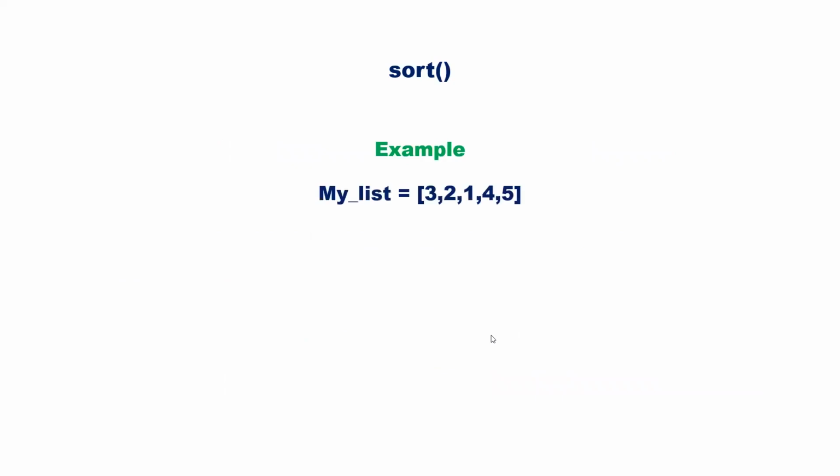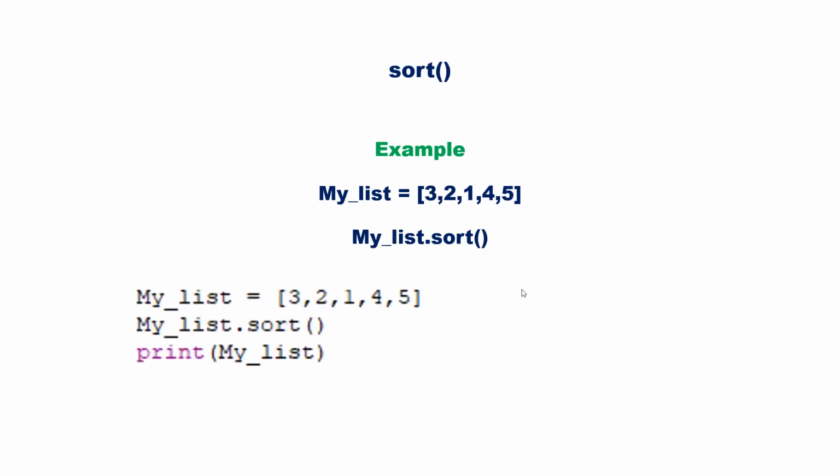Let us see an example. So my list is given as 3, 2, 1, 4, 5. mylist.sort(). So here we have not specified any argument, so by default it will be sorted in ascending order. When you print my list, you'll get 1, 2, 3, 4, 5. The list is sorted in ascending order.